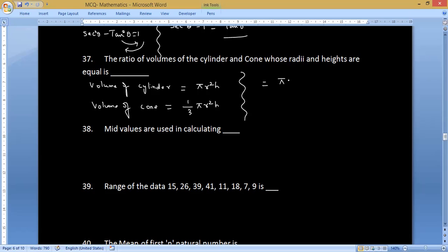So pi r square h to 1 by 3 pi r square h. Pi cancels, r cancels, h cancels. So I'm getting 1 is to 1 by 3. 1 by 3 means we take the reciprocal, so that becomes 3 by 1. So 3 is to 1.